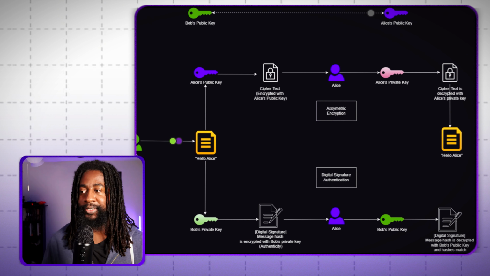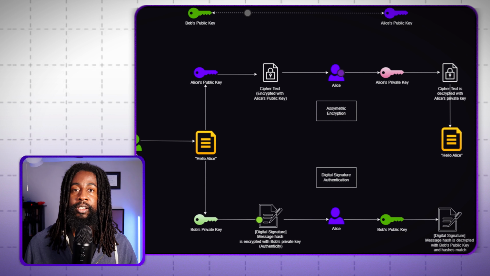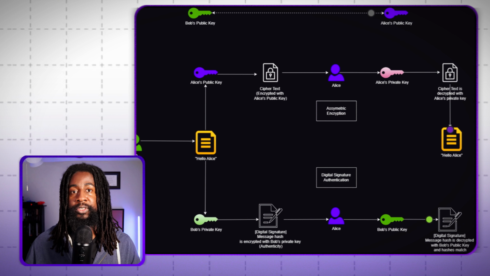So now Alice owns Bob's public key, and Alice does the same thing. She sends her public key over to Bob. Now Bob owns Alice's public key. Now Bob can encrypt the message with Alice's public key, and Alice can encrypt the message with Bob's public key, and Bob can decrypt the message for him. Alice can decrypt the message for her.